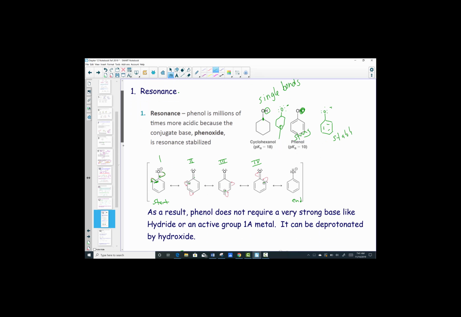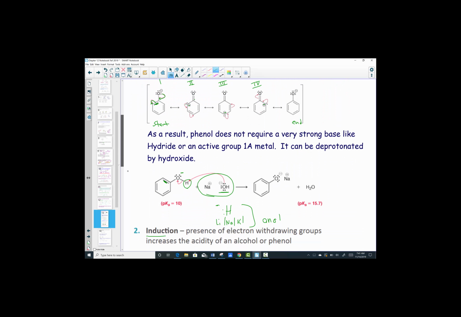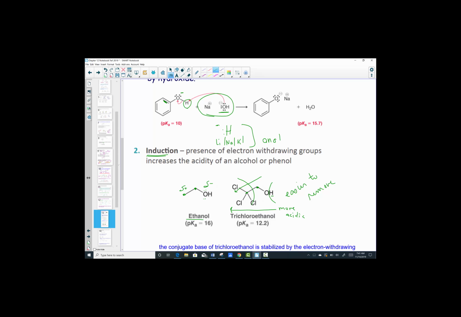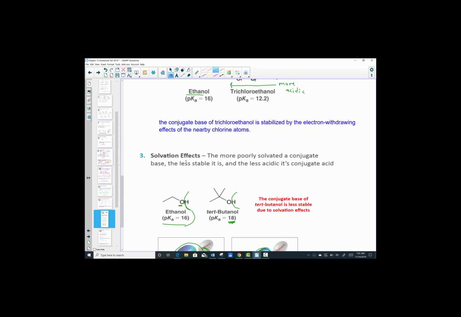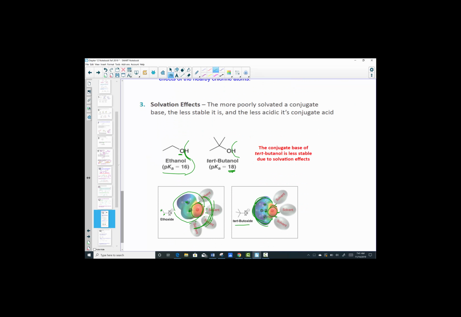It makes it more acidic if it can be stabilized by resonance. By induction, it makes it more acidic if it can be stabilized by electron withdrawing groups. And the third, the solvation. You are more acidic if the solvent can stabilize the negative charge by interacting around a larger surface area. Those are the 3 conditions that affect how easy it is to remove the hydrogen by stabilizing the conjugate base.